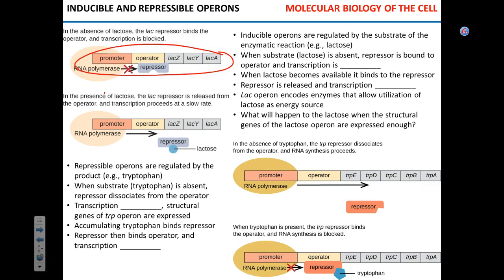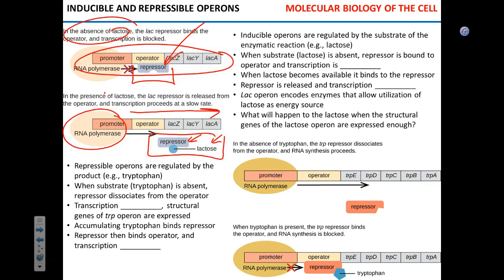Normally, when there is no lactose in the environment, the protein called repressor blocks transcription of the lactose operon. Does that make sense? There's no transcription. There's no lactose here. Repressor blocks the transcription. When lactose is present, it binds to the repressor protein, and the complex of repressor and lactose dissociates from the DNA. Now, RNA polymerase can transcribe the genes that are in the operon. Does that make sense? These genes in the operon produce proteins necessary for lactose metabolism.